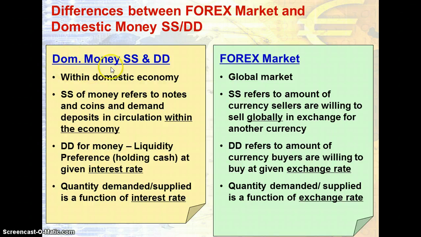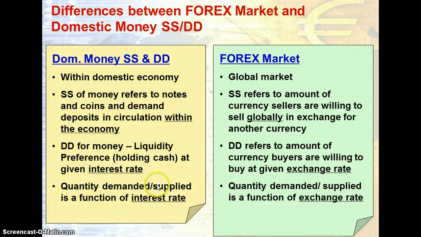For the domestic money supply and demand, it refers to the money that is within the domestic economy. The supply of money here refers to the notes and coins, and demand deposits in circulation within the economy itself, whereby the demand for money refers to the liquidity preference. It means the preference of people to hold money as compared to holding a financial asset at a given interest rate.